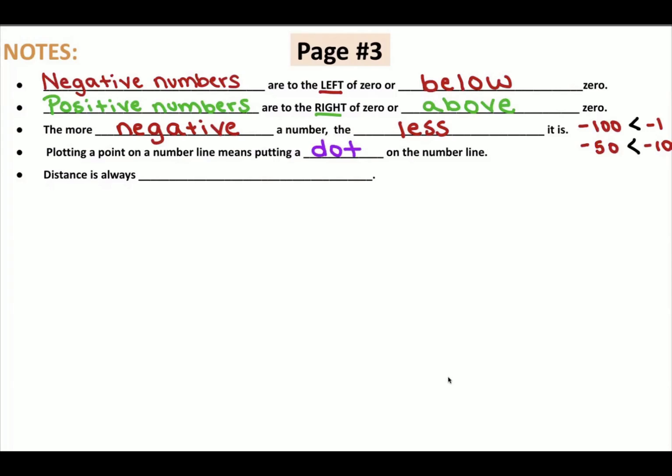If you ever hear that, it just means putting a dot on the number line. And then distance is always positive. For example, if I was going on a 5-mile run south, I would never say I went on a negative 5-mile run. So distance is always positive.